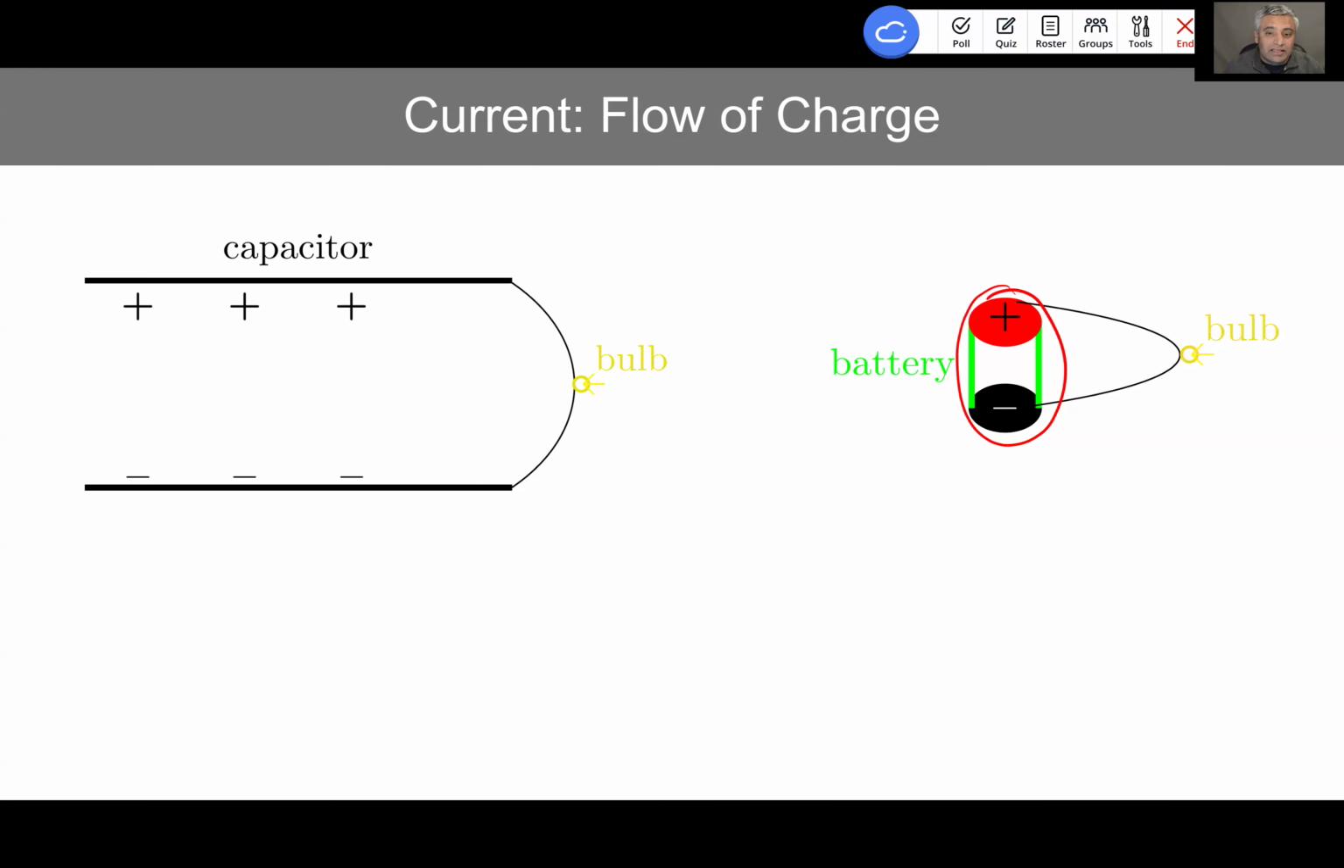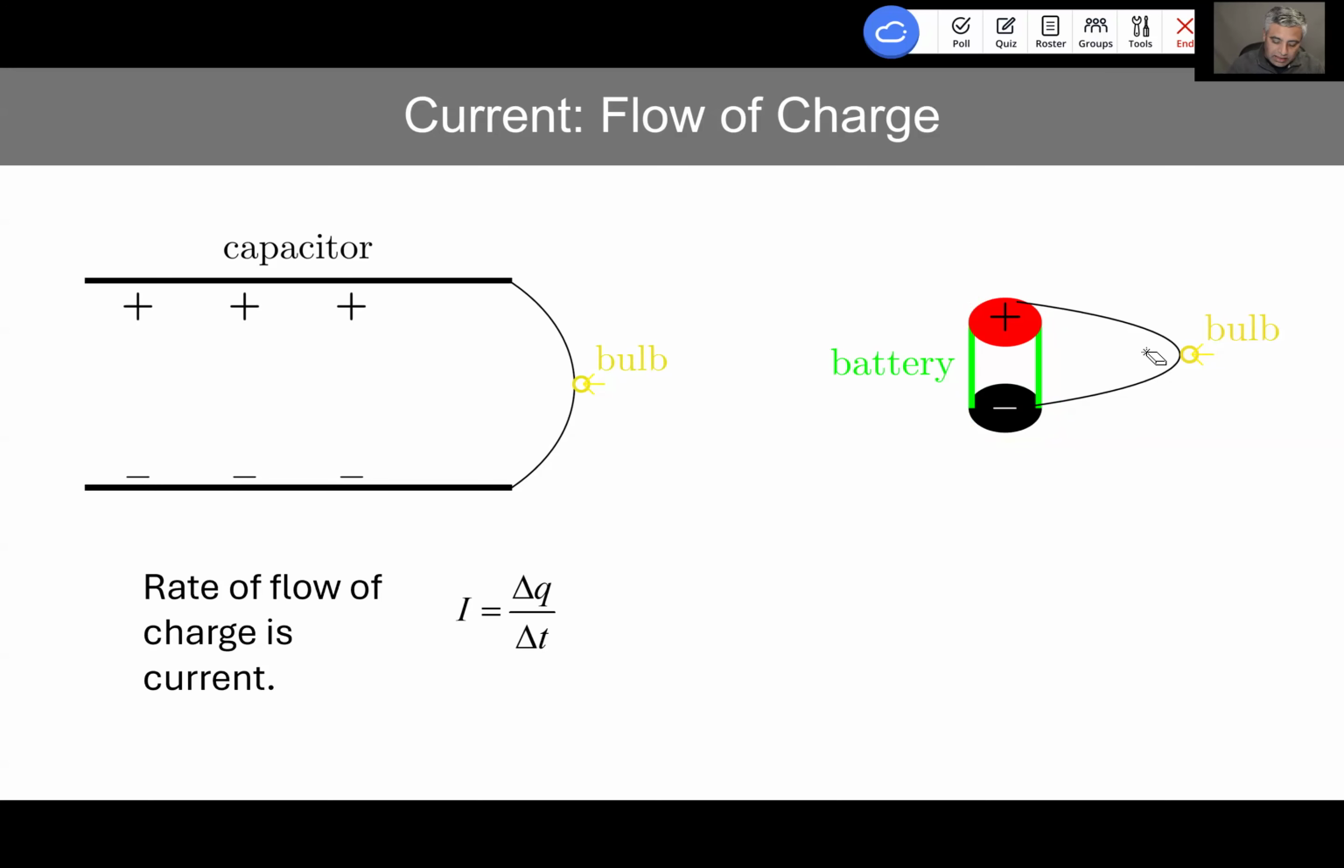So how fast it is flowing, and how much charge it is flowing, depending on that, we can tell whether we have a larger amount of current or a smaller amount of current flowing in the bulb. So that means we can define current as the rate of flow of charge. So this is the charge that flowed through the wire or bulb, at a certain point on the wire or the bulb, over that time interval.